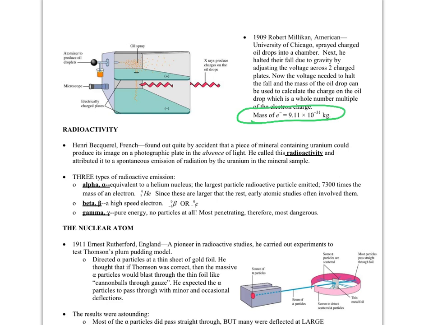So you had 3 types of radioactive emissions. You had alpha, beta, and gamma, that were discovered over time.